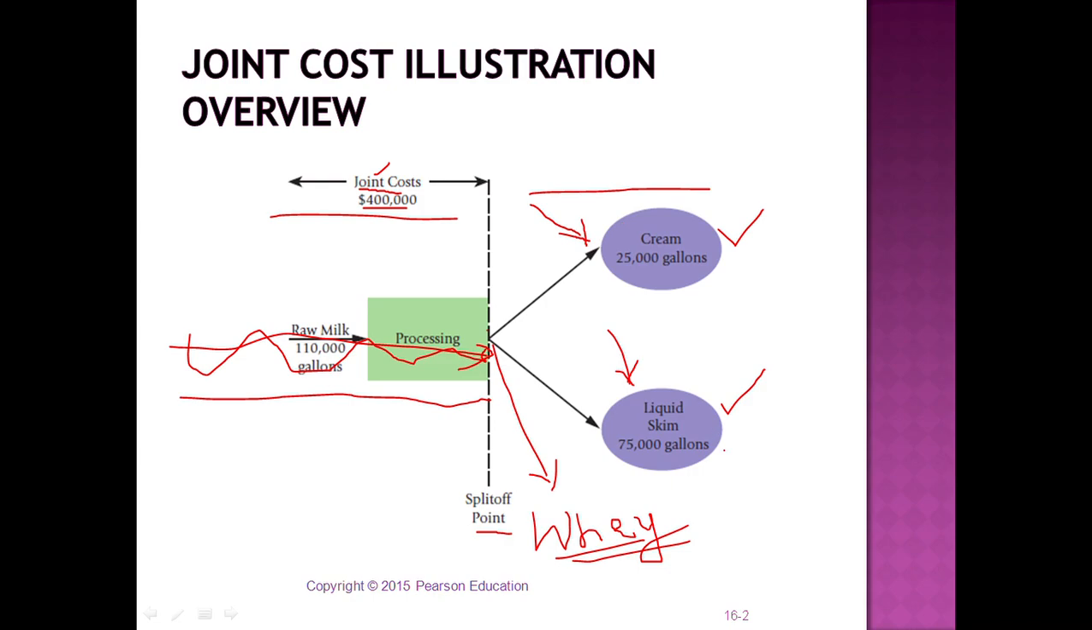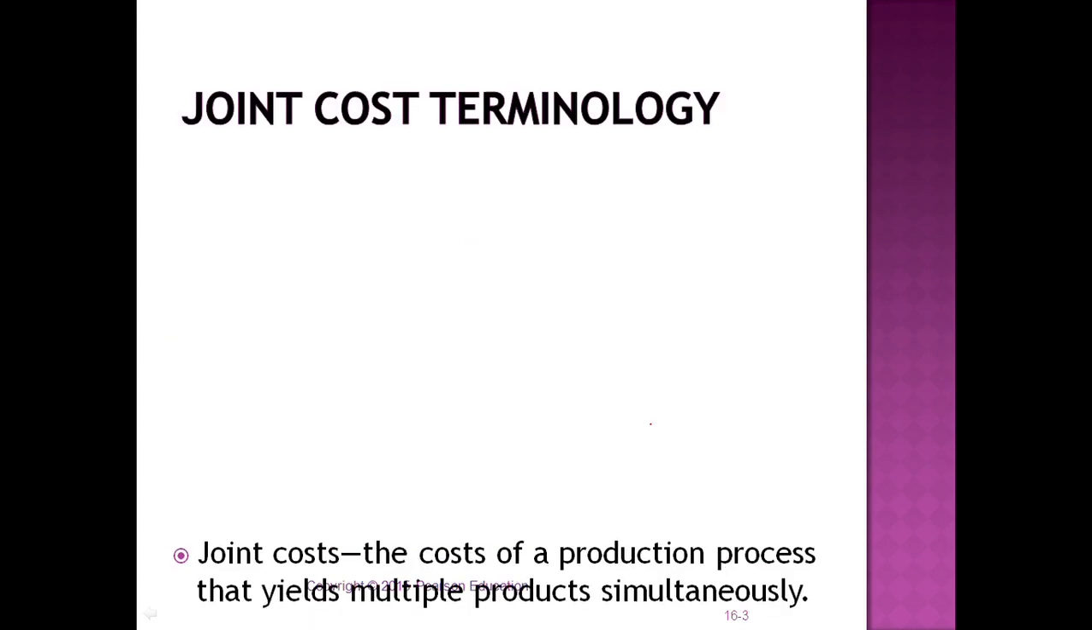So that is the purpose of this chapter. We are trying to find the ways or the methods in which this joint cost, that is the cost that you spent before the split off point, can be allocated to the joint products, that is the output that you got after the split off point. So we want to know how much of this 400 should be allocated to cream and how much of this 400 should be allocated to the liquid skim. Okay, so that's the main point of this chapter, right?